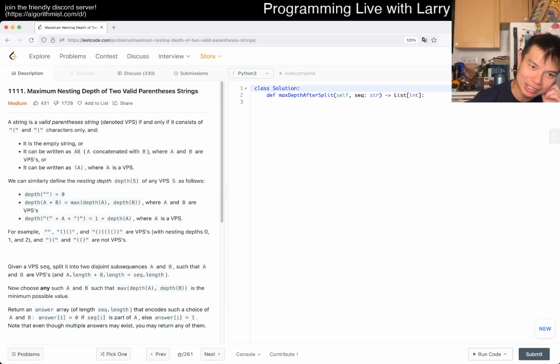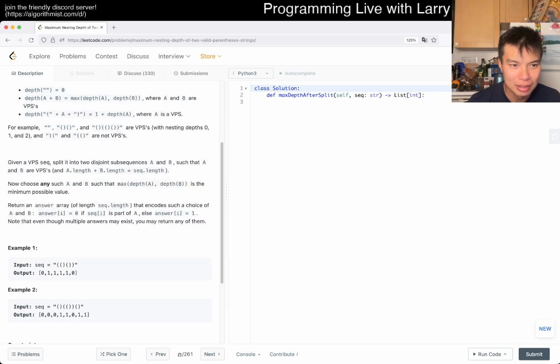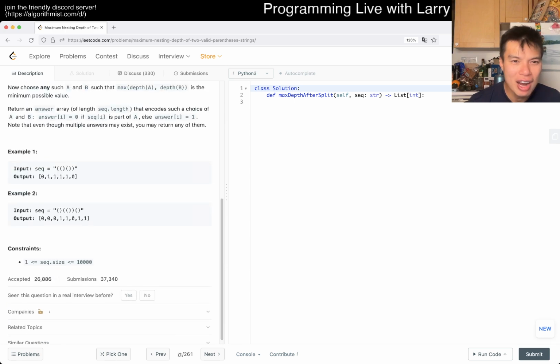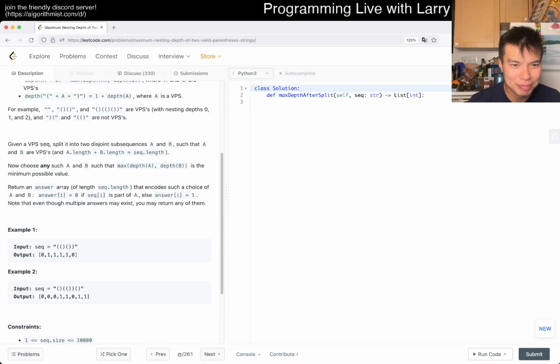Okay, so there's a valid parentheses string. It's just defining what a valid parentheses string is. And nesting depth is just, okay, we should know what depths are, right? It's been split into two disjoint subsequences A and B such that A and B are valid. Okay. Say what? I was following up until now.